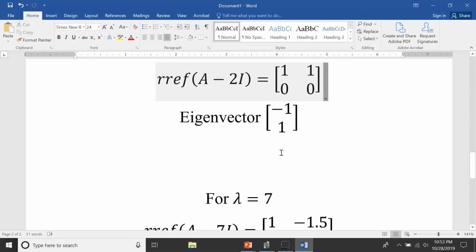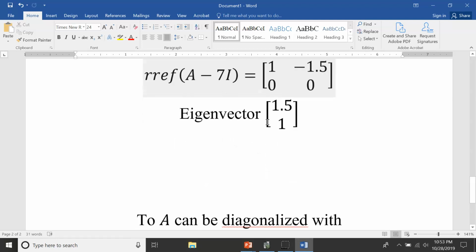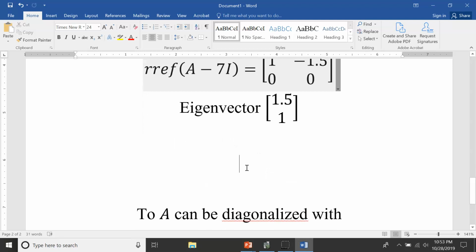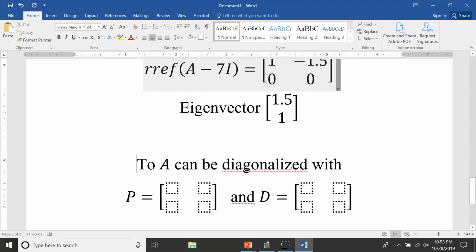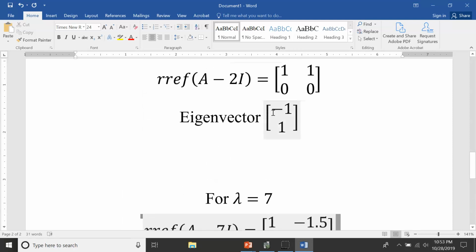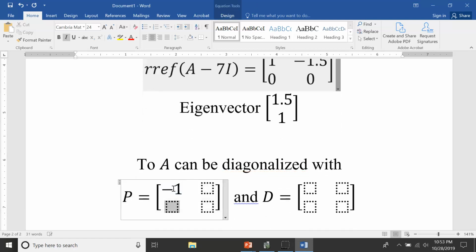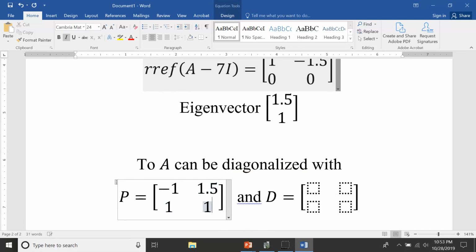Now what we have is two eigenvectors. Because they came from different eigenvalues, they have to be linearly independent. So all we have to do is say, yes, A can be diagonalized. What should the P be? Well, I take my eigenvectors and just put them in the columns of P. So this first one, negative 1, 1, put that in the first column. 1.5, 1, put that in the second column.